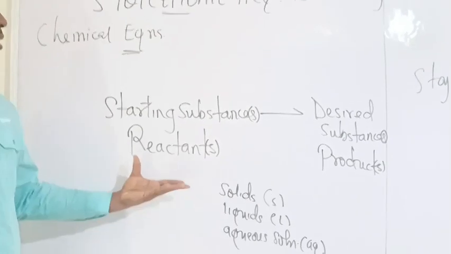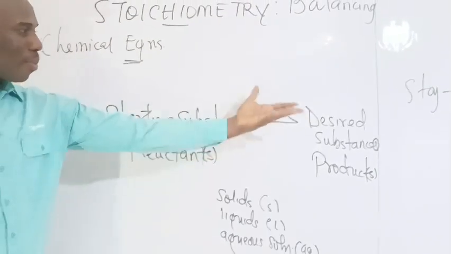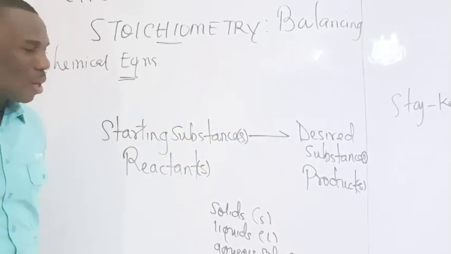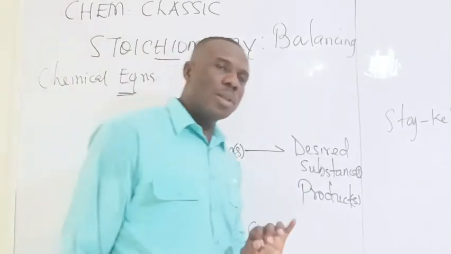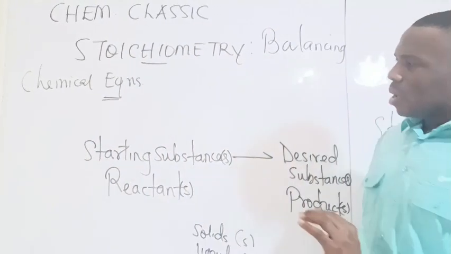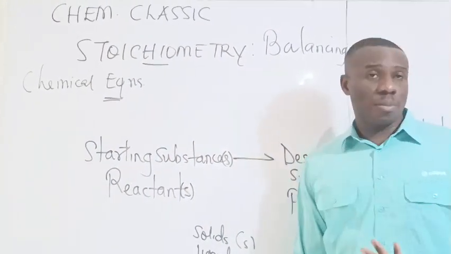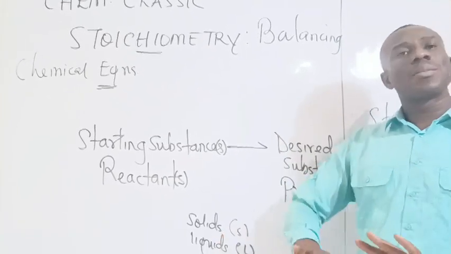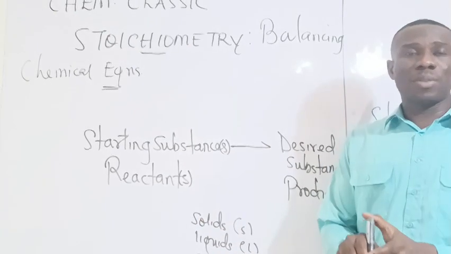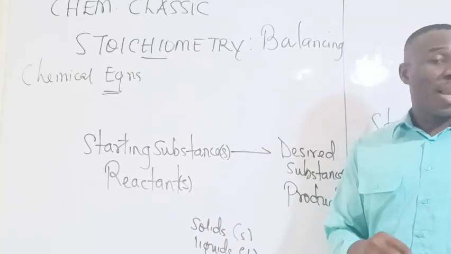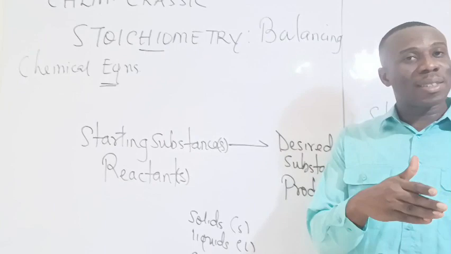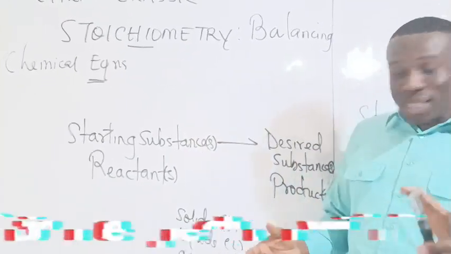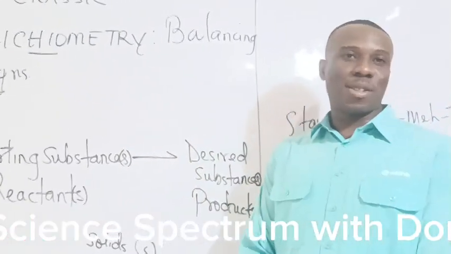Now, how do starting substances proceed to form desired substances? One thing you may want to take note of is that atoms, molecules, and ions, which are the building blocks of matter, there are times they rearrange themselves in a spectacular manner. And when that happens, chemical bonds are broken and formed. And when this happens, you get desired substances.